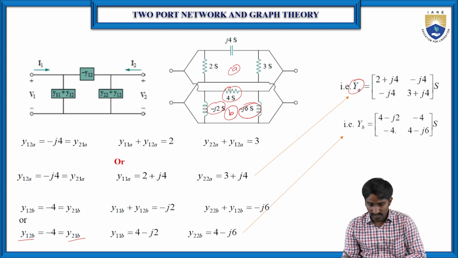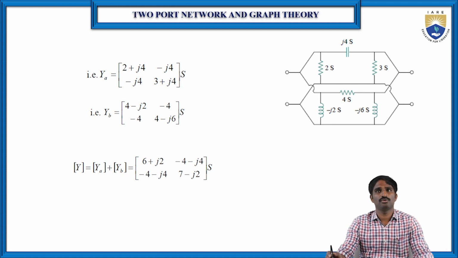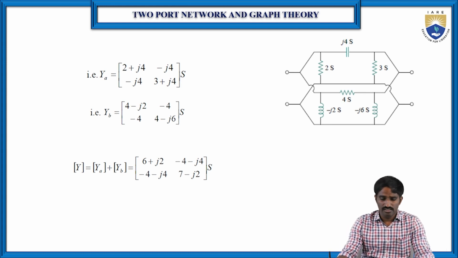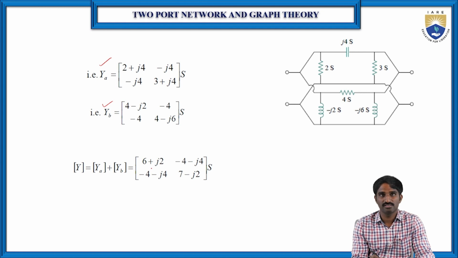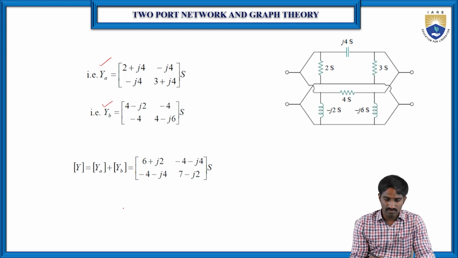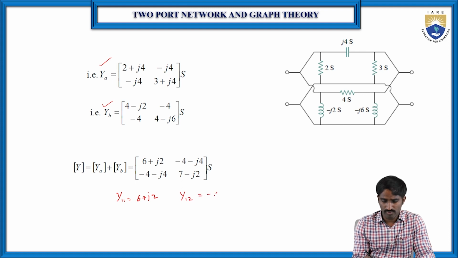So already we know that when two or more two-port networks are connected in parallel, then Y is equal to YA plus YB. So here we know YA and YB. Just add these two matrices, then you will get the resultant Y parameter matrix. Here Y11 is equal to 6 plus j2, Y12 is equal to minus 4 minus j4, similarly Y21 is equal to minus 4 minus j4, and Y22 is equal to 7 minus j2.